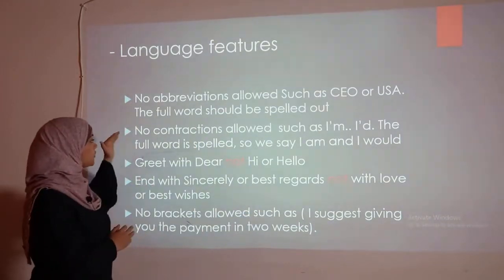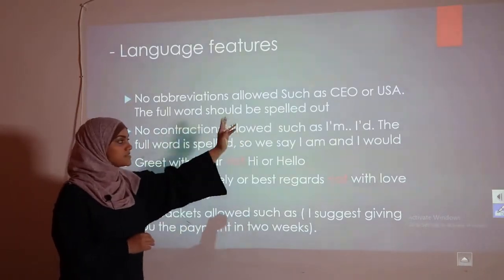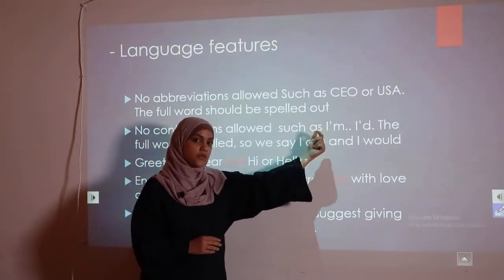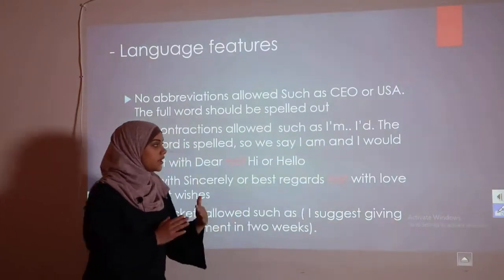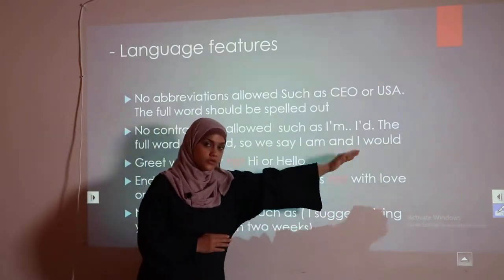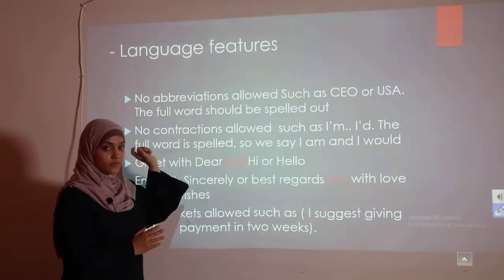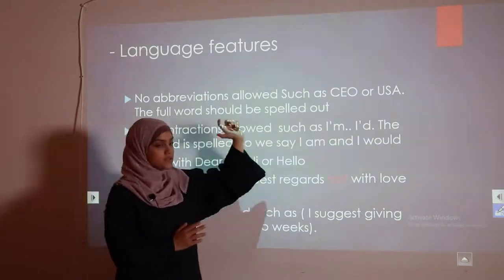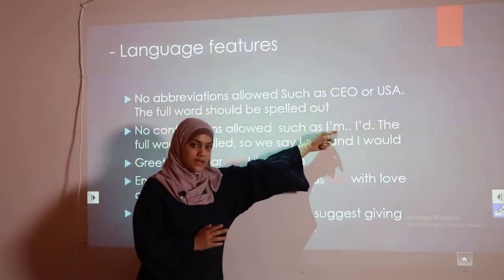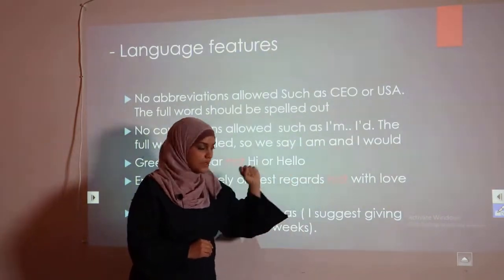The second point is that no contractions are allowed, such as I'm or I'd. You can't put them together. You have to spell out the words in their full form, so you say I am and you say I would. The first form is for the informal, and the second is for the formal. We would say I'm for the informal, and we would say I am for the formal.